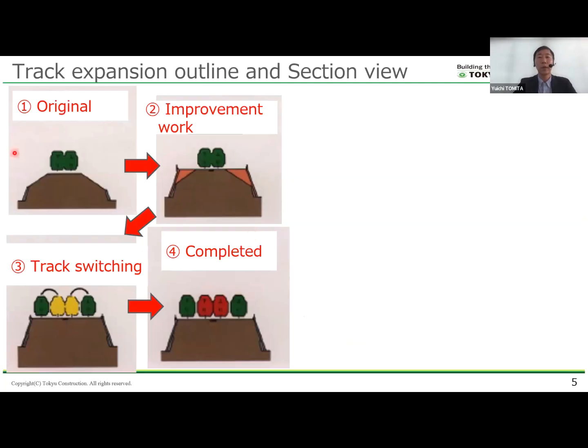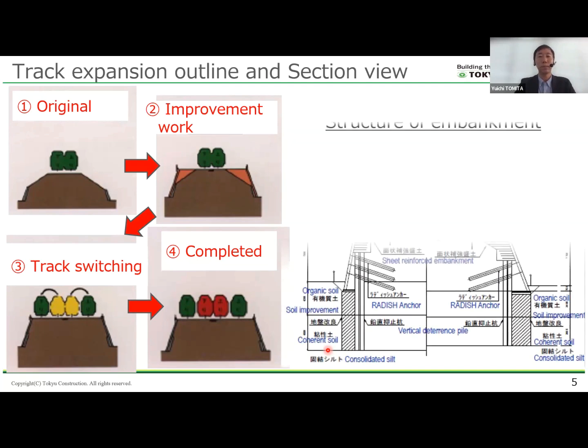The left side figures show the 4 steps of the track switching sequence by widening the crest of the embankment. Original, improvement work, track switching, and then completed. The 2 existing tracks were shifted onto the newly widened area. Finally, 2 additional tracks were constructed to complete the expansion project.